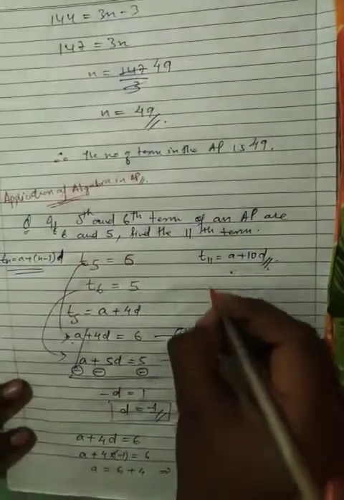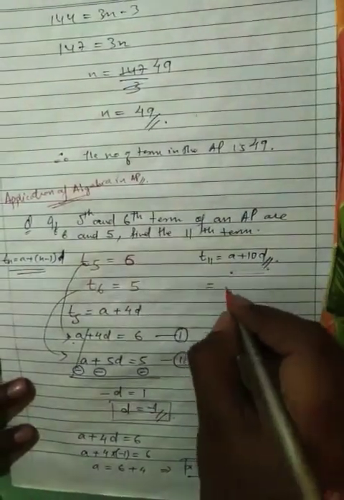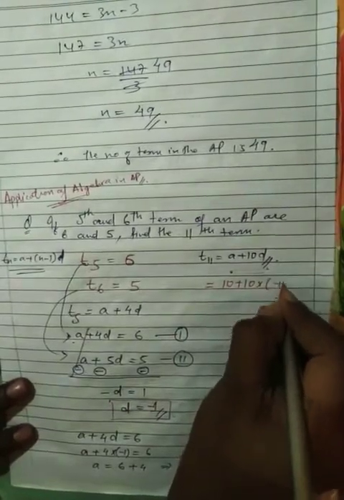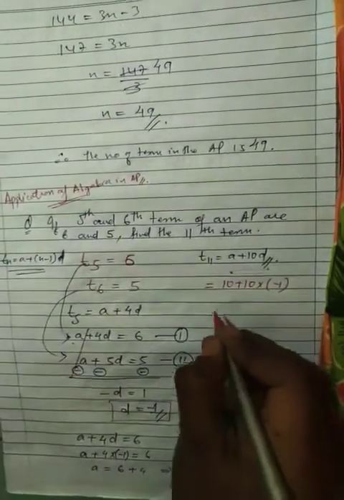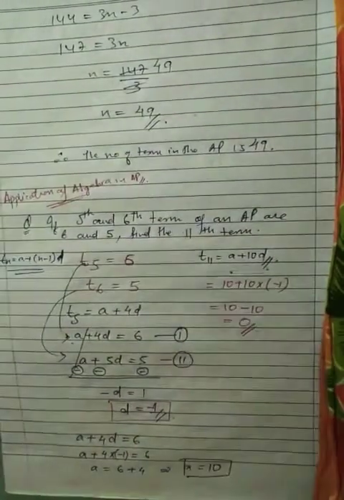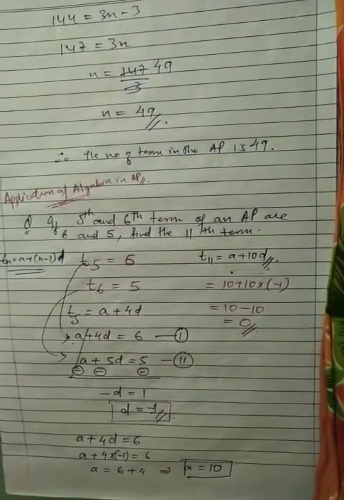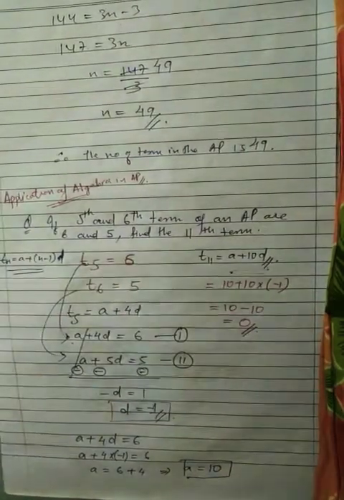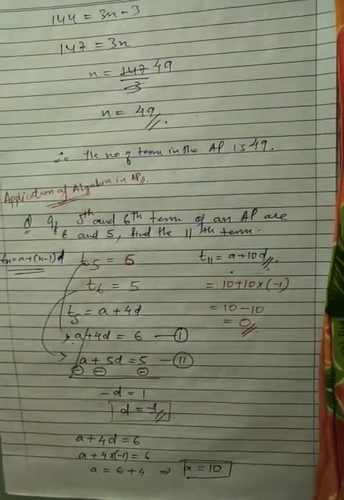So what will be A plus 10D? A is your 10. So 10 plus 10 into D, where D is minus 1. What will that give you? 10 minus 10 is 0. So T11 is 0. Clear? Understood? This is how we calculate this type of algebraic questions. Simple algebra you have to apply. Simultaneous equations we have done here.